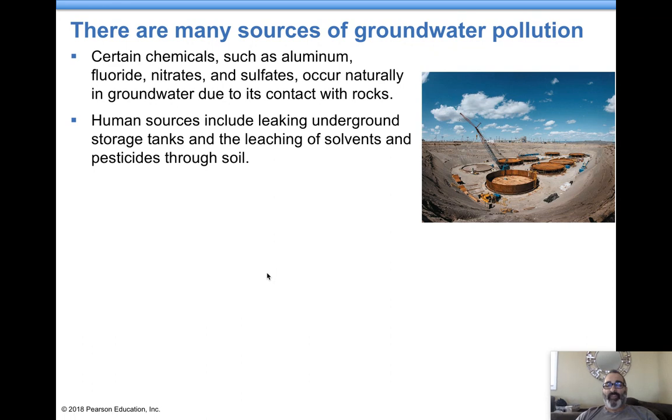Certain chemicals that are in groundwater naturally are aluminums, fluorides, nitrates, and sulfates. Where do they come from? Rocks. Rocks have chemicals in them, so rocks will naturally put things in the water. Humans, well, what we do is we build storage tanks and facilities, and these things leak.